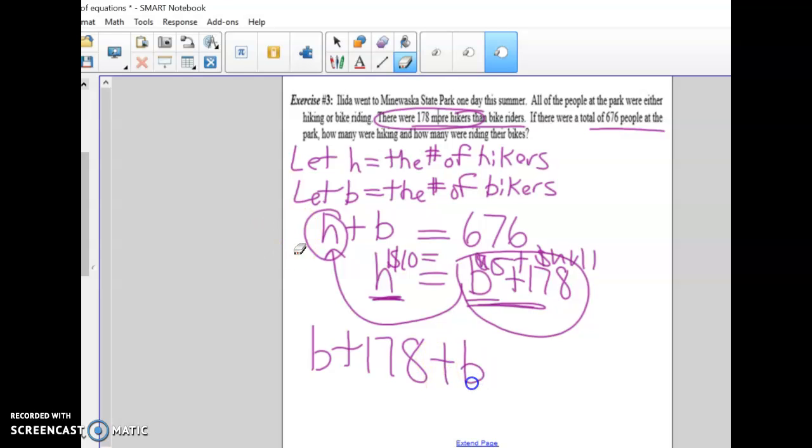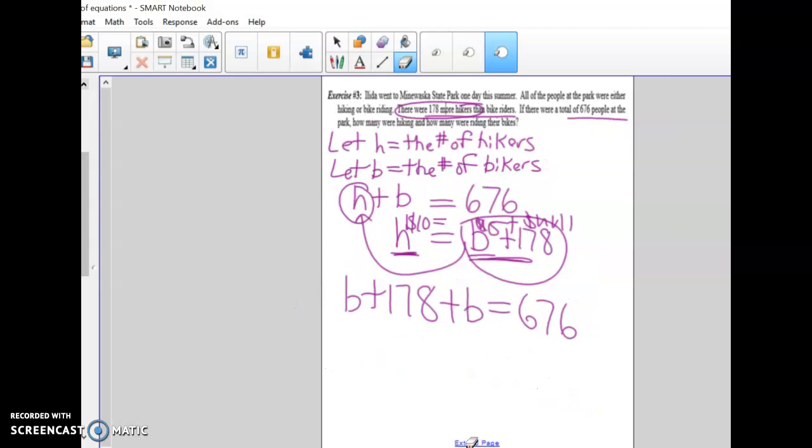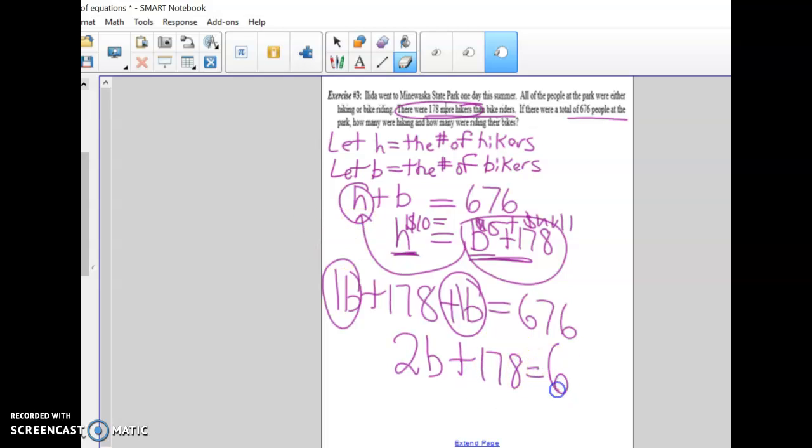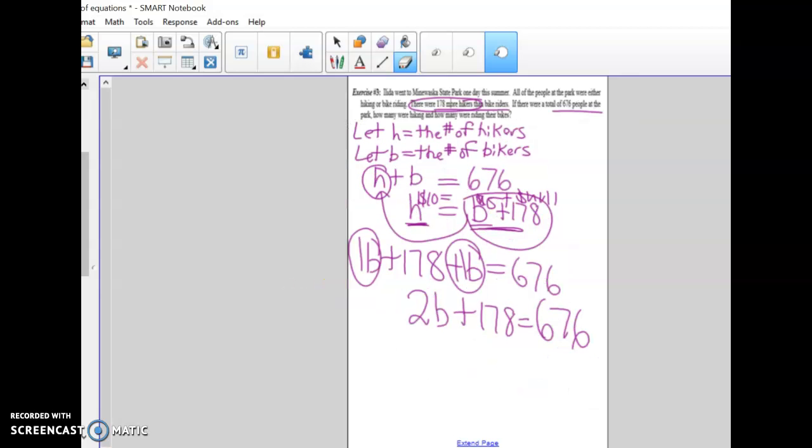Then we're going to add the other B and set it equal to 676. And the reason for that is I have an equation with the same variable. And so when the variables are on the same side, I just combine like terms. 1B plus 1B is 2B. 178 plus 178 equaling 676. Wow. All right, so let's get my head on straight here and solve this two-step equation by subtracting 178 on both sides. 2B is going to be equal to, how about 498?